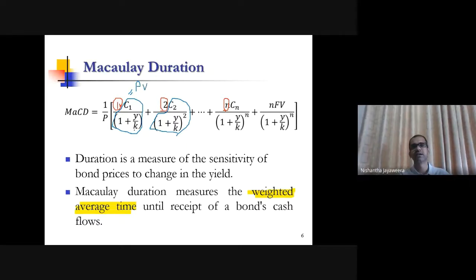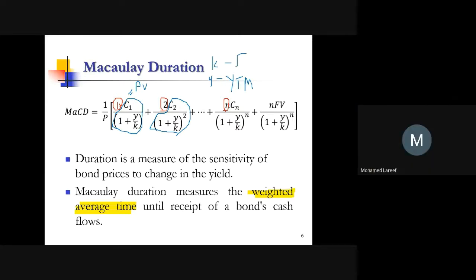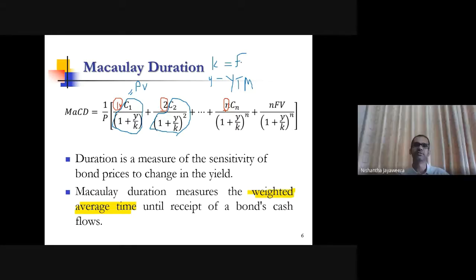Why is this k there? This y is yield to maturity. What is k? The coupon frequency. We don't use YTM as it is in the pricing equation. If the coupon frequency is different from 1 year, then we have to divide that yield to maturity by the frequency.